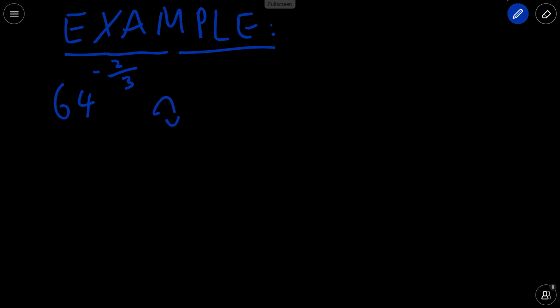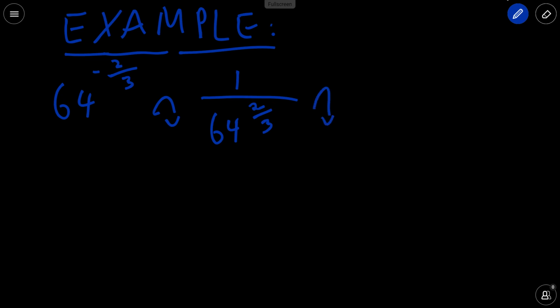Remember, one of our laws was that we can rewrite this as 1 over 64 to the power of 2 over 3, and then you can get rid of your negative index. Nice. First thing done. That improved it. Now, what's the next step?